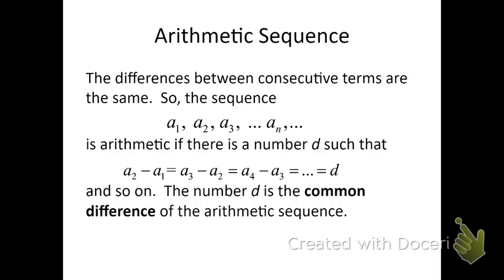So if we had a sub 1, 2, 3, and n, where the first three terms are a sub 1, a sub 2, a sub 3, and then a sub n, then a sub 2 minus a sub 1, that's a difference between consecutive terms, is going to equal a sub 3 minus a sub 2. That's going to equal a sub 4 minus a sub 3. And that value, d, is called the common difference. Common because it's the same every time.